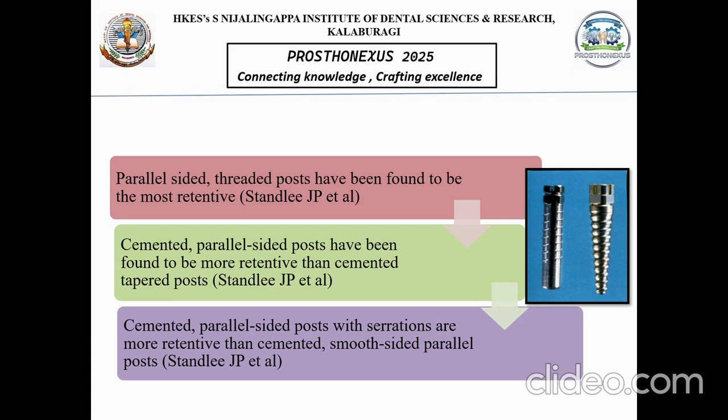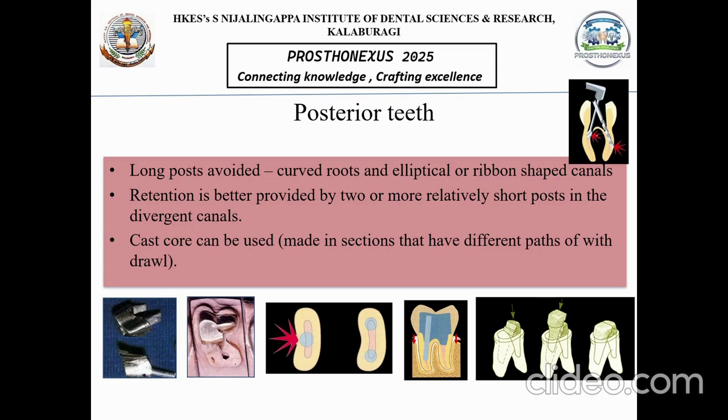Cemented parallel posts have been found to be more retentive than cemented tapered posts. Cemented parallel posts with serrations are more retentive than cemented smooth-sided parallel posts. So ideally, we can conclude that we need to have a parallel post with serrations. In posterior teeth, long posts are avoided because of the complex anatomy of the radicular part of the tooth. Retention is better provided by two or more relatively short posts in the divergent canals. Cast core is preferably used.